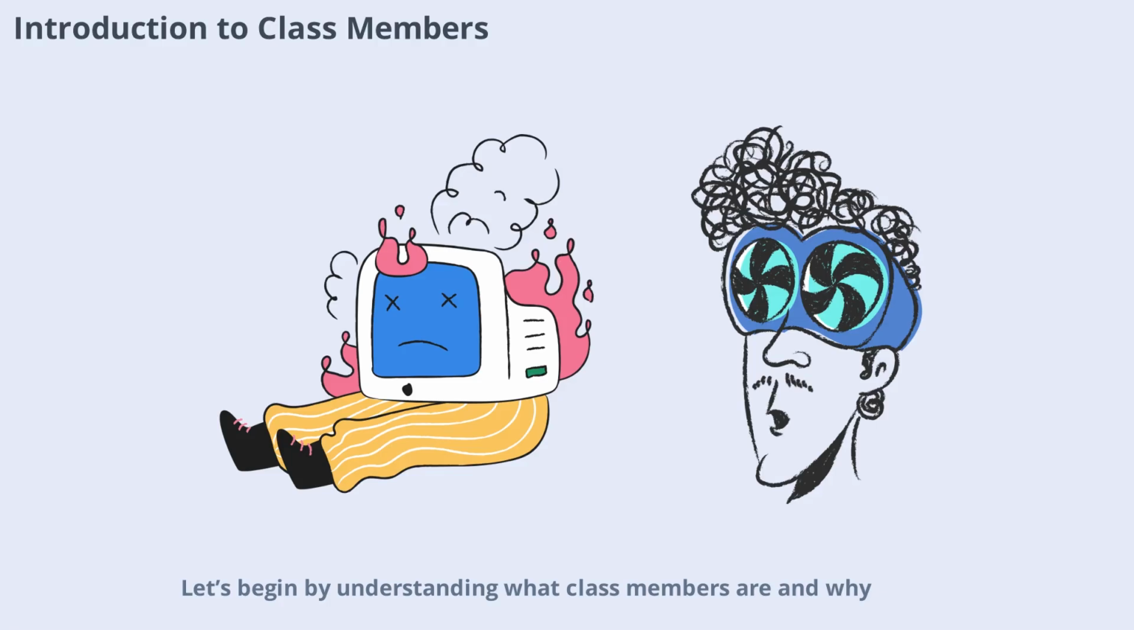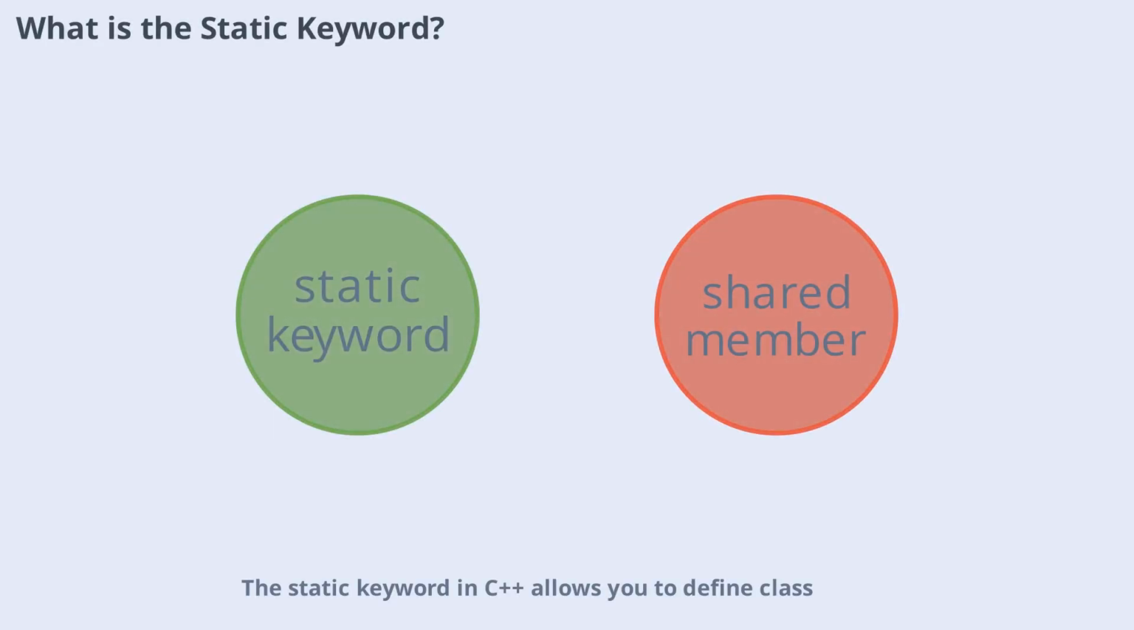Let's begin by understanding what class members are and why static and const keywords are so important in object-oriented programming. The static keyword in C++ allows you to define class members that are shared across all objects of that class. Unlike regular data members, which are unique to each object, a static member exists as a single instance regardless of how many objects are created. This means all objects access the same static variable, making it ideal for tracking information common to all instances, such as counting objects or maintaining shared resources.